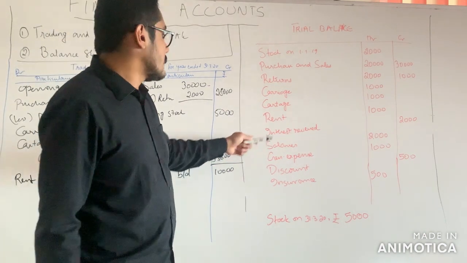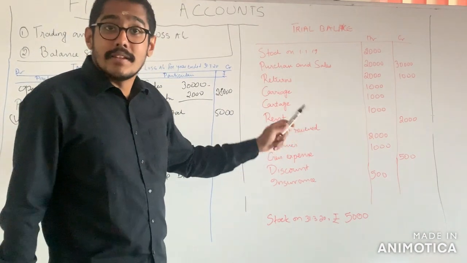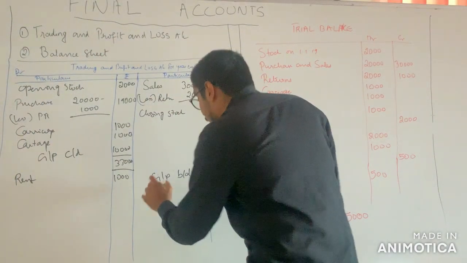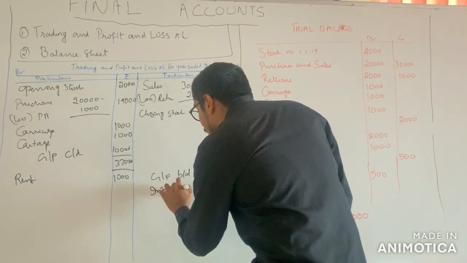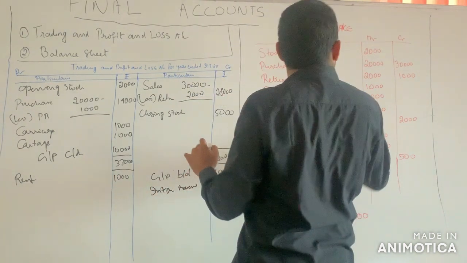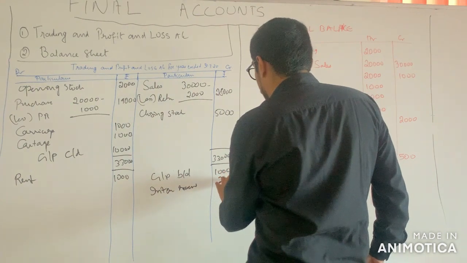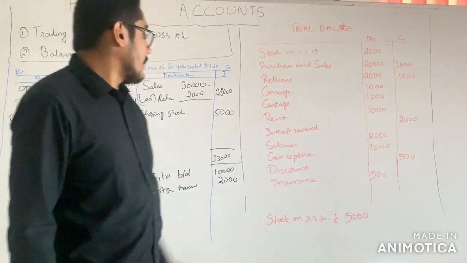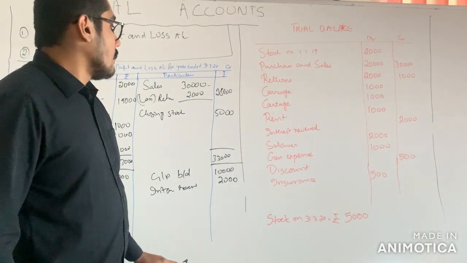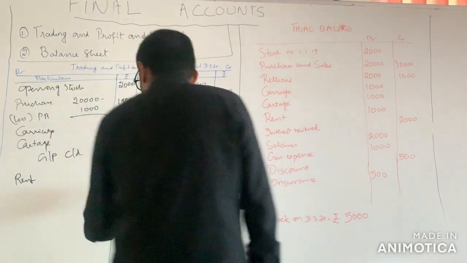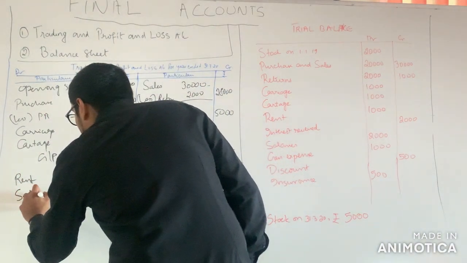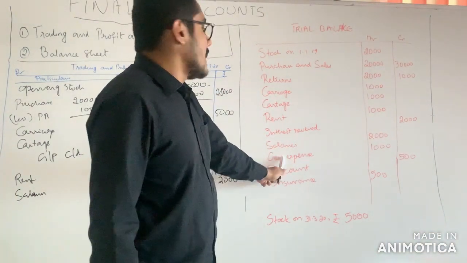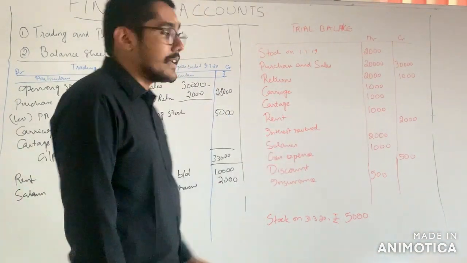What is the next one? Interest received. Interest received is an income, that's why it came in the credit side. So we have to bring it over here. Interest received. What is the amount? 2,000. Then salaries rupees 2,000. General expense rupees 1,000. That is also an expense.